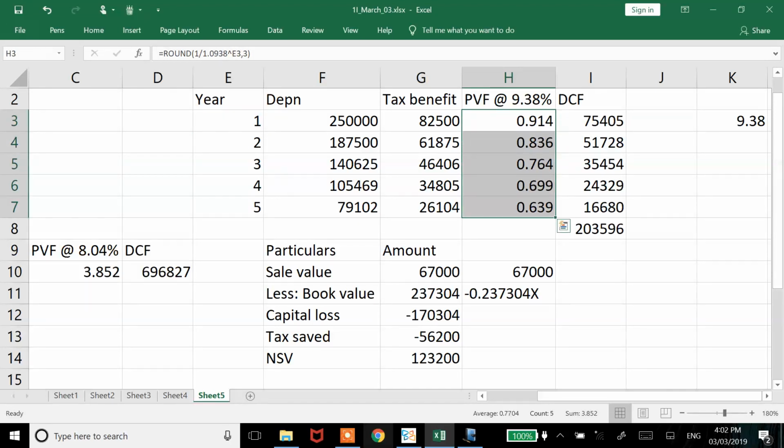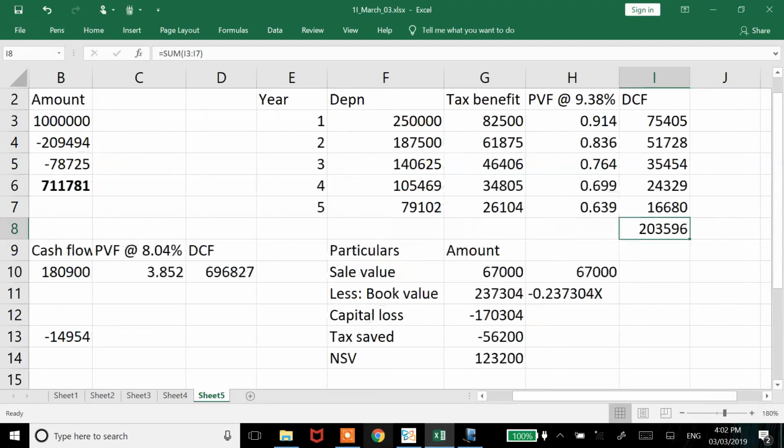So you can write present value of depreciation is 203,596 at 9.38%. Any doubts on 203,596?